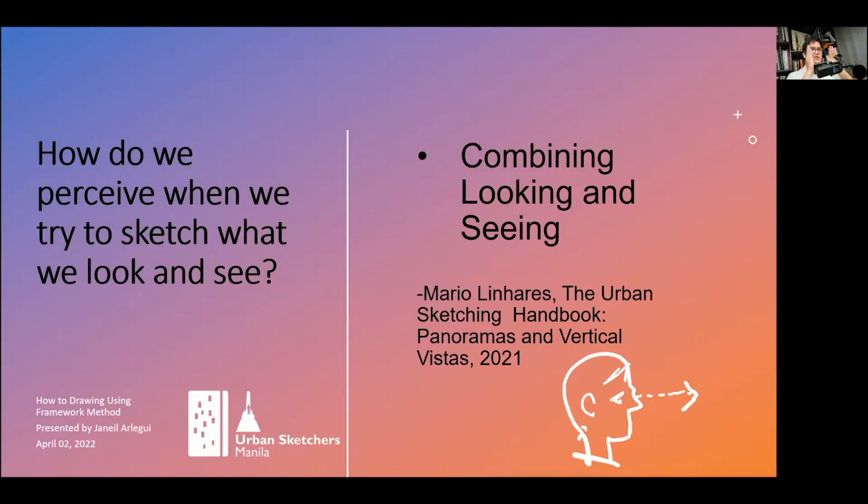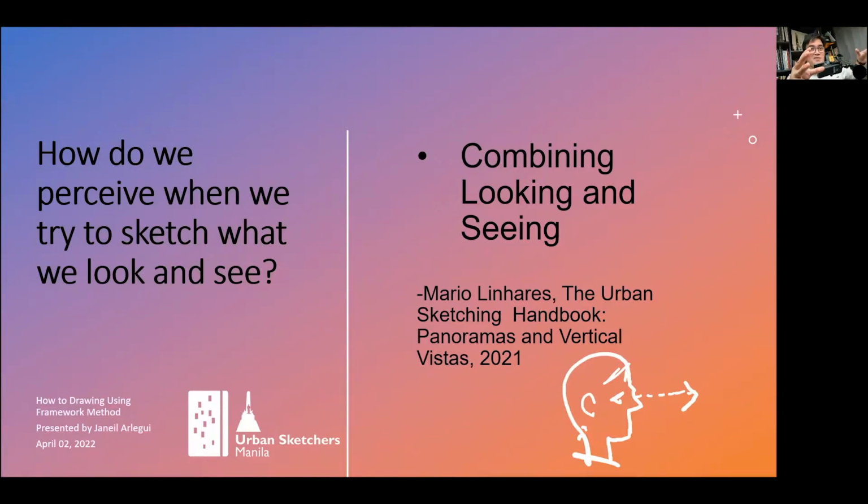And then seeing is more of a concentration of looking. You're seeing and noticing stuff in your view. So I borrowed this research from Marie-Lynn Harris, who wrote the Urban Sketching Handbook series book, Panoramas and Vertical Vistas. When I read these lines, I never realized that I was actually looking and seeing.